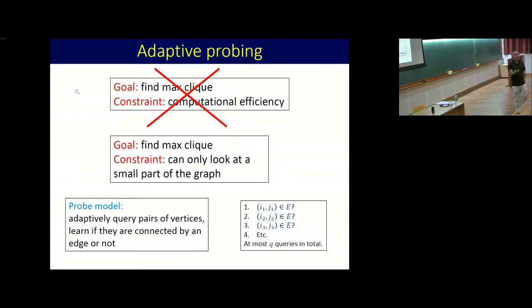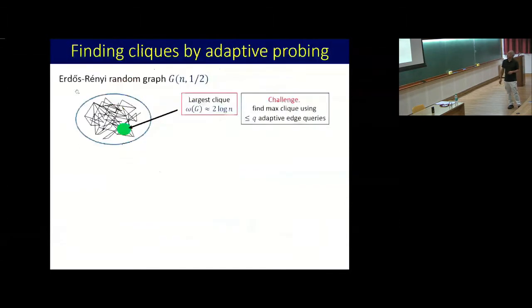Of course, if I let you query n squared, then it's easy. So we're going to limit it. Let's say Q is going to be a function of n. And the question is, what's the largest clique you can find?